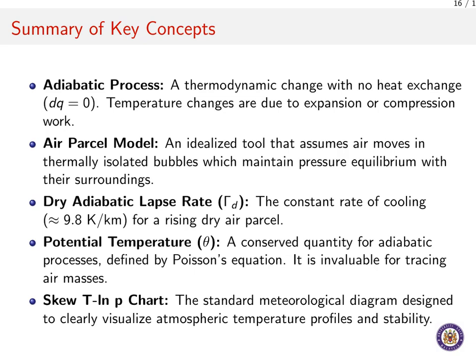When this dry air parcel rises, it cools at a constant rate called the dry adiabatic lapse rate, which is about 9.8 Kelvin per kilometer. To track these parcels, we use potential temperature, a conserved quantity that acts like a unique identifier for an air mass as long as the process is adiabatic. It is incredibly valuable for tracing where air has come from. Finally, we visualize all these relationships on the Skew T log P chart, the standard diagram for analyzing atmospheric temperature profiles and stability. These concepts are truly the foundation for much of what we will discuss next.